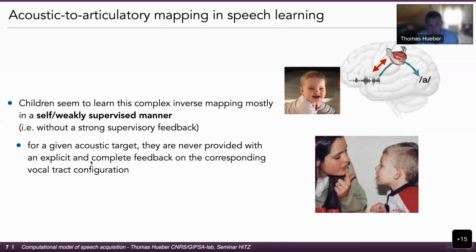But now if we go back to developmental learning, and if we see how my daughter has tried to learn this acoustic-to-articulatory inverse model, well, she was never provided with such supervision. She has to learn this acoustic-to-articulatory mapping, and this is going to be our working hypothesis here, either in a self-supervised or at least in a very weakly supervised manner. For a given acoustic target, she has never been provided with an explicit and complete feedback on the corresponding vocal tract configuration. On the other hand, she has to learn that only from the surrounding ambient speech, so from audio-only speech data, and of course maybe a bit of interaction with the caregiver, but the idea here is that she's able to learn this with much less supervision than our current speech technologies.